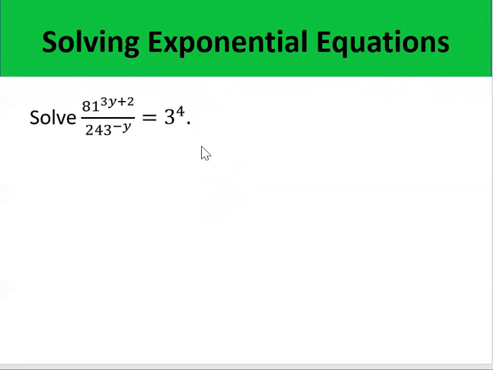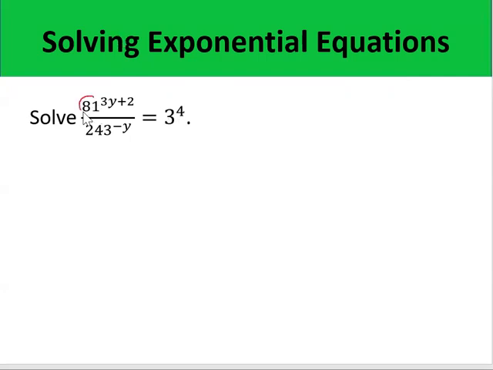Okay, another one. So let's solve for 81 raised to 3y plus 2 over 243 raised to negative y is equal to 3 raised to 4. So if we observe in the left side of the equation, we have a quotient of two exponential expressions having the base 81 and base 243. In the right side, the base is equal to 3. So the common base for 81, 243, and 3 is 3.